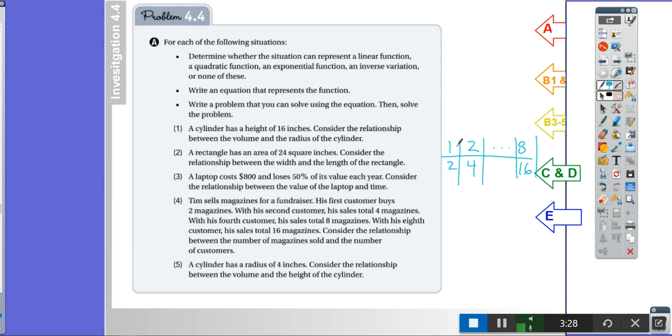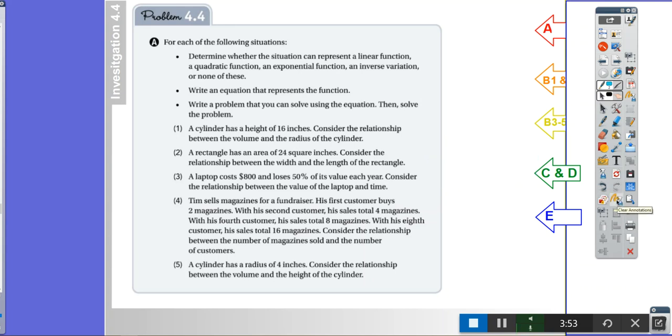And I noticed that 1 times 2 is 2. 2 times 2 is 4. 8 times 2 is 16. This is linear with a slope of 2 and the y-intercept, well, going backwards, we get 0. So just plus a 0. This is a proportional relationship.